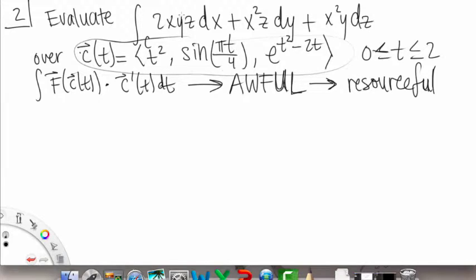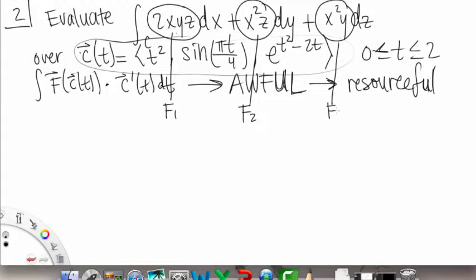What's in front of the dx is our f1, everything in front of the dy, x squared z, is f sub 2, and the last one, x squared y, is f3. If the vector field is conservative, f1 should equal partial v partial x, f2 should equal partial v partial y, and f3 should equal partial v partial z. So let's see if we can find a potential function for our given vector field.